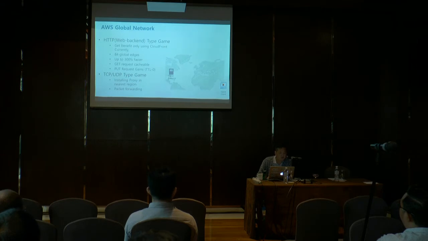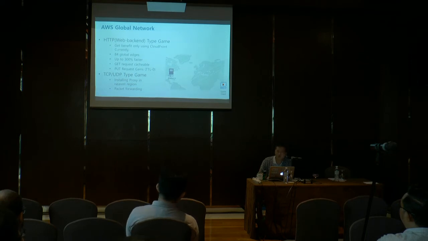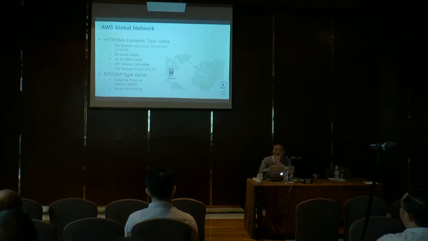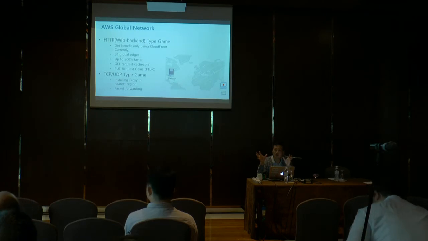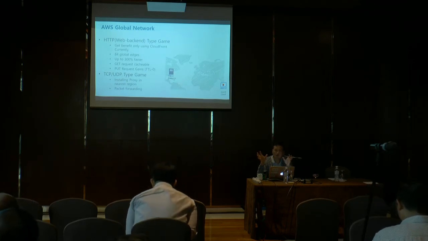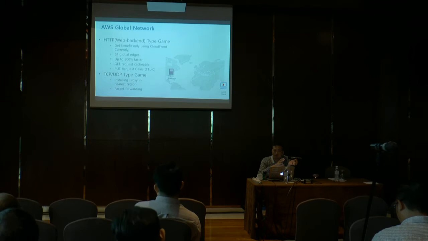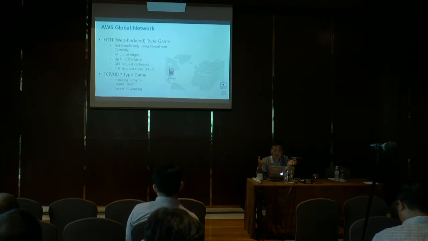And we have 84 global edges. Global edges means the CDN caching points, so-called POP edges. It's a kind of small IDC actually. And we have 16 regions in the world and 84 CDN points. That means you are using our optimized global network.